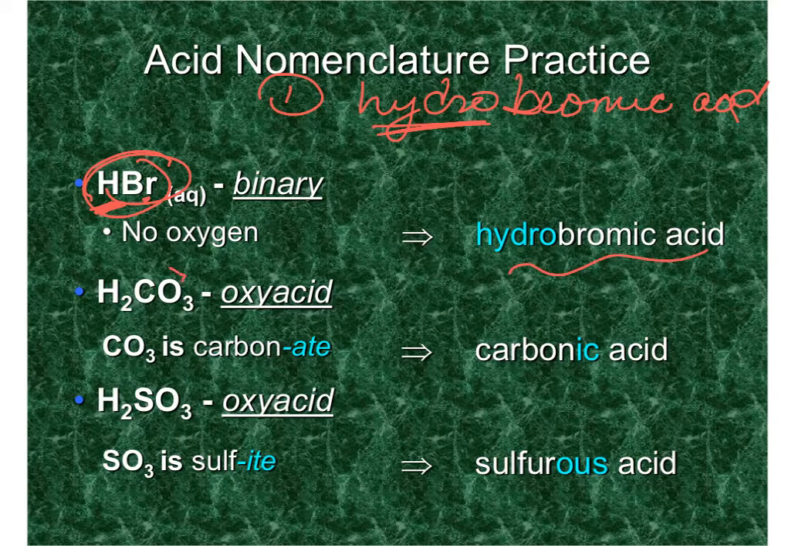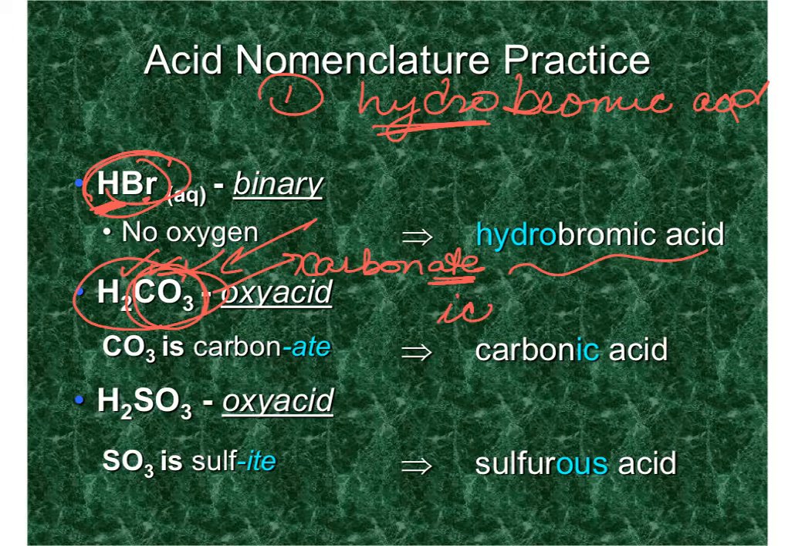All right. Then, of course, if you see one that has more than two different elements, this one has hydrogen, carbon, and oxygen, that is a ternary acid or an oxyacid. Identify the polyatomic ion in it, in this case CO3. Need to memorize those names. That happens to be carbonate. CO3 is called carbonate. Ate becomes ic, so that means the acid will end in ic. So the acid is carbonic acid.